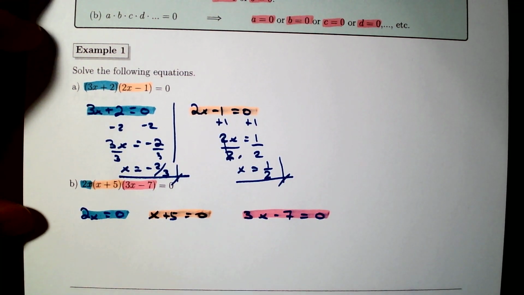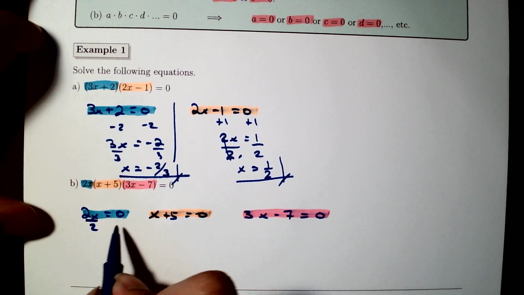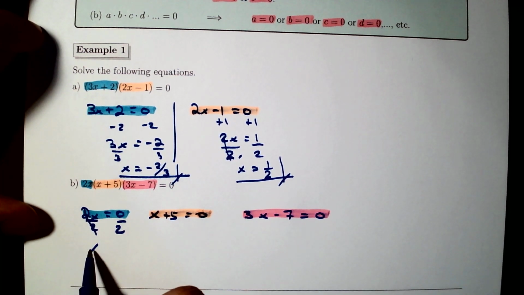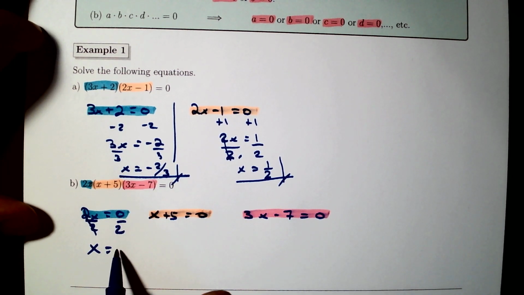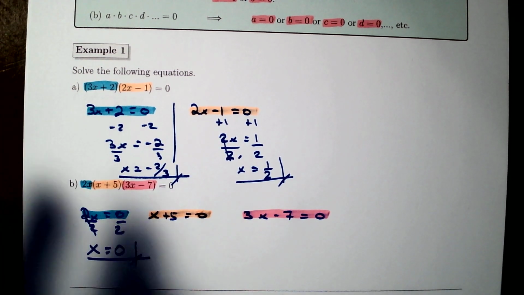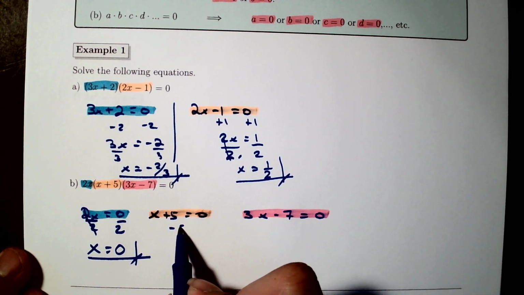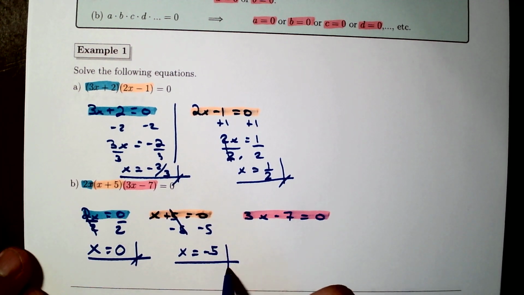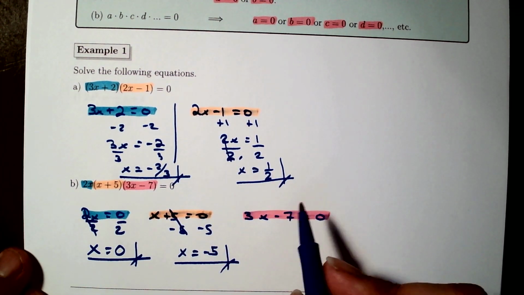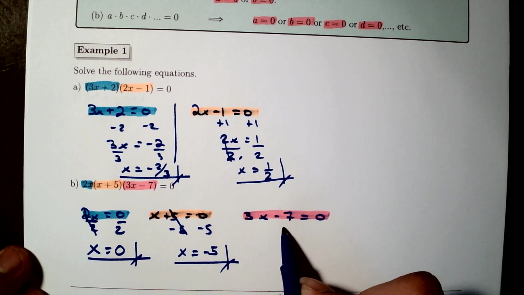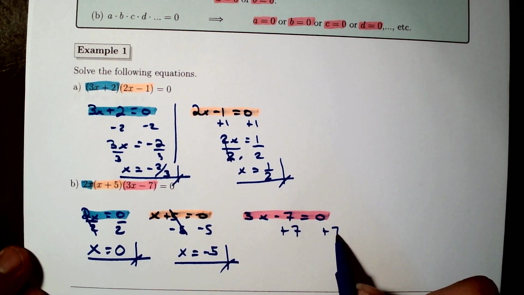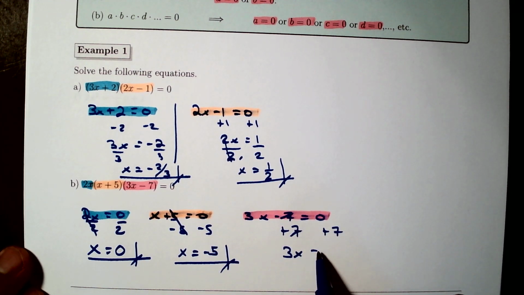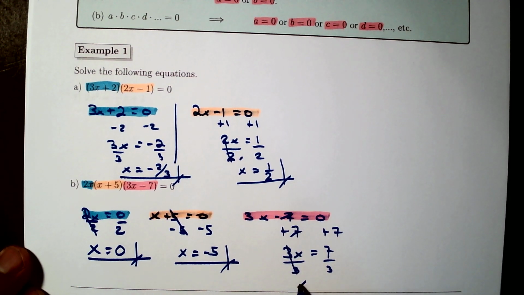This first one is very quick and easy to solve. Just divide both sides by 2. Cancel the 2's. x equals 0 divided by 2, which is 0. Over here, only subtract 5 from both sides. They cancel. x equals -5. Second solution. And for the third one, we need to work a little bit more, but nothing impossible. Add 7 to both sides. They cancel. 3x equals 0 plus 7, which equals 7. And divide both sides by 3 to get x equals 7/3.